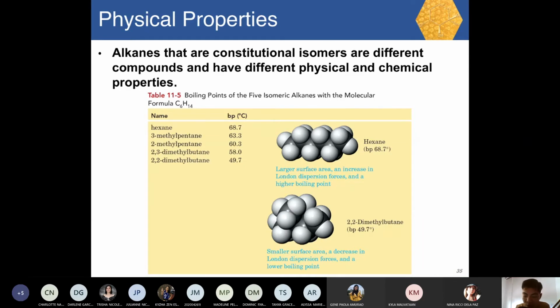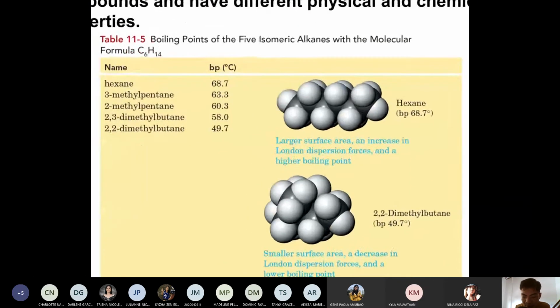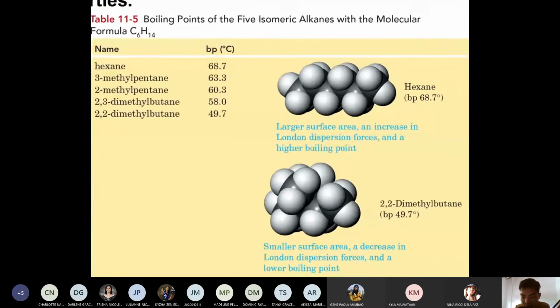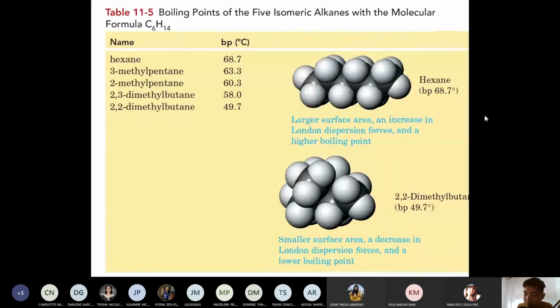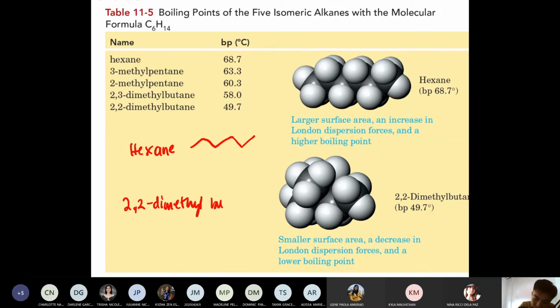So let's have a look at these two isomers of hexane. So we have here the normal hexane, which is a chain. Ano yung drawing niyan? Ang hexane ay ganito. 1, 2, 3, 4, 5, 6. Ang 2,2-dimethyl butane. Ano itsura niyan? Okay. So this is one version. This is one isomer of your hexane. Let's check at the boiling point.